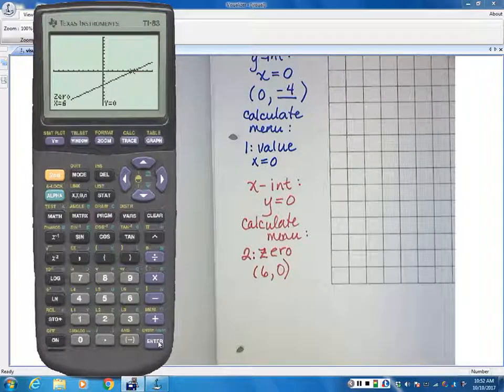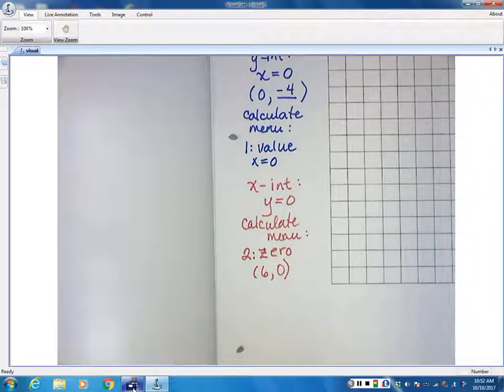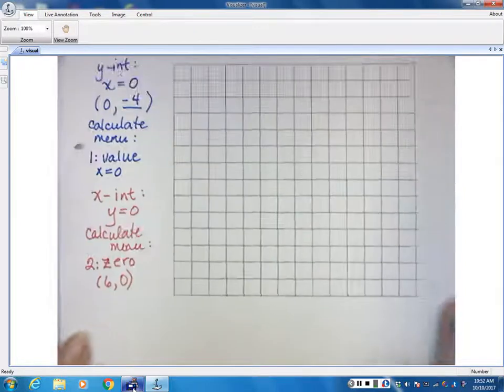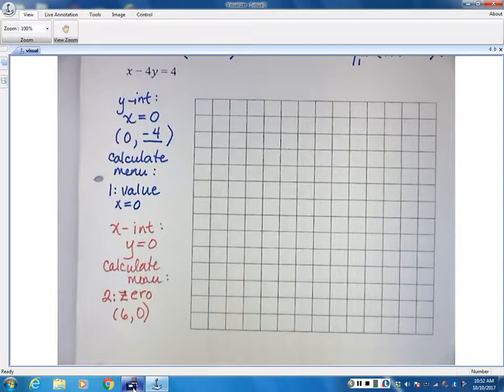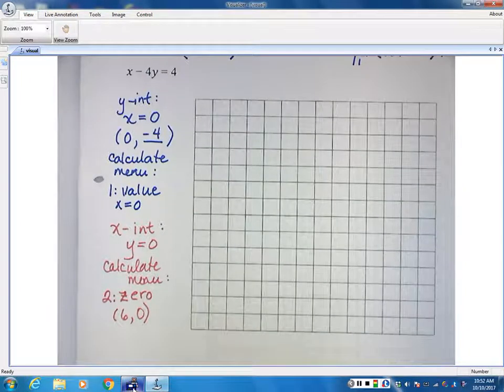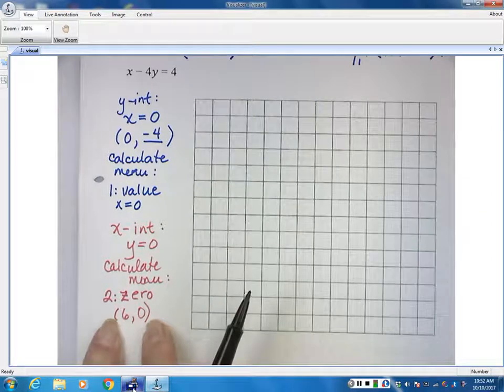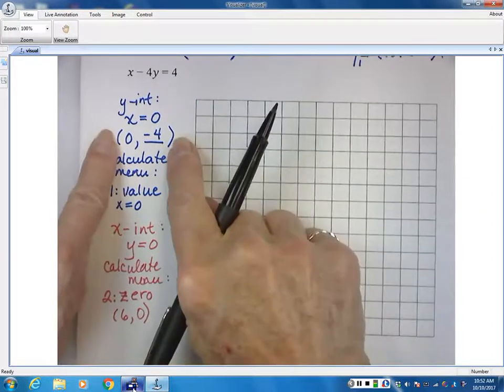Now that pretty much tells me everything I need to know to be able to graph this equation. I've got all the information I need. I know that I need to have a window that shows me the points that are my x and y intercept. And this is between negative 10 and 10, and this is between negative 10 and 10 for the y value.